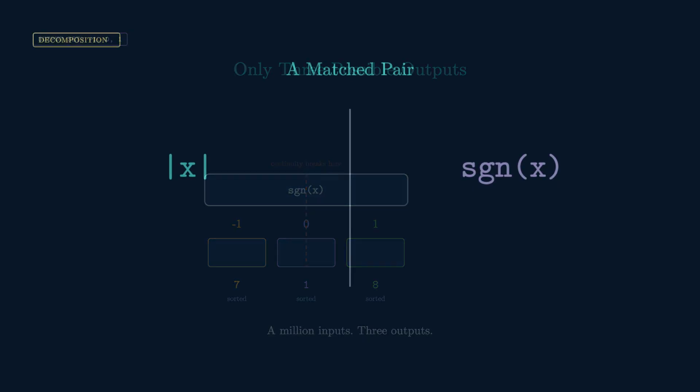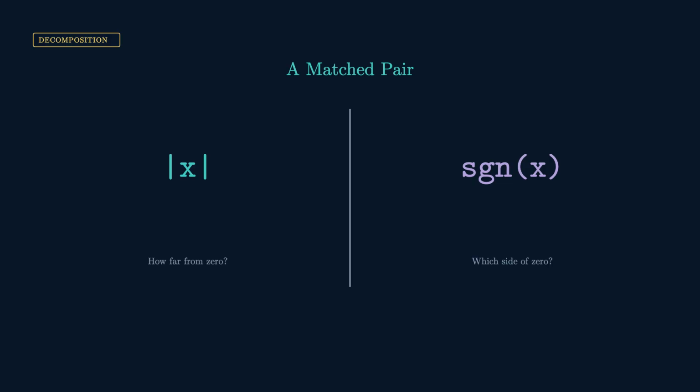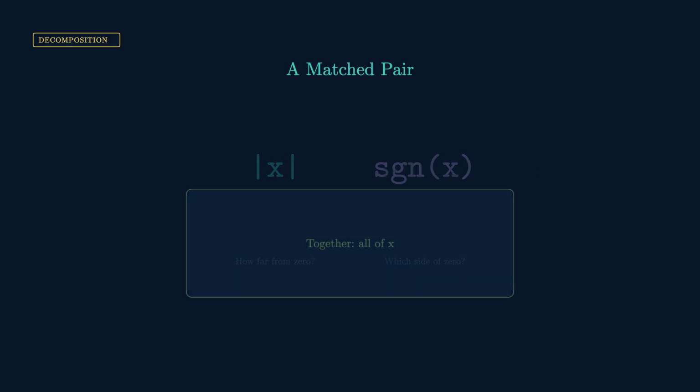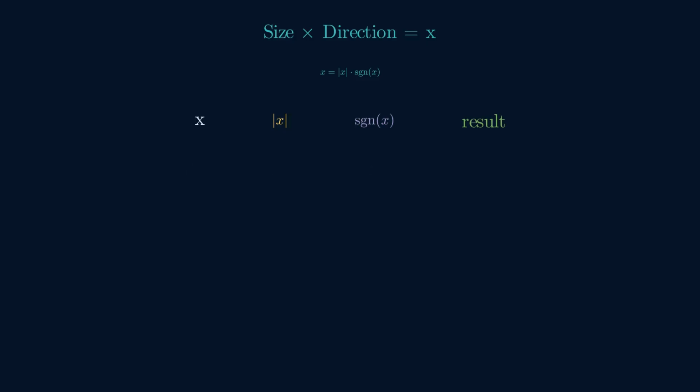So think of these two as a matched pair, not two separate topics. Modulus asks, how far from 0? Signum asks, which side of 0? Neither one knows the whole story on its own, but together, between them, they carry every bit of information contained in x. Which means you should be able to put them back together and get x back out. And you can. x equals modulus of x times signum of x.